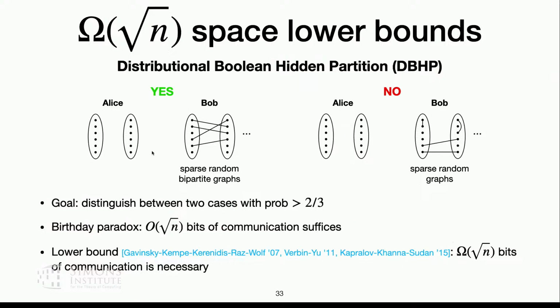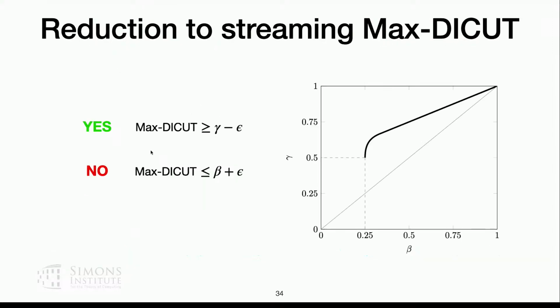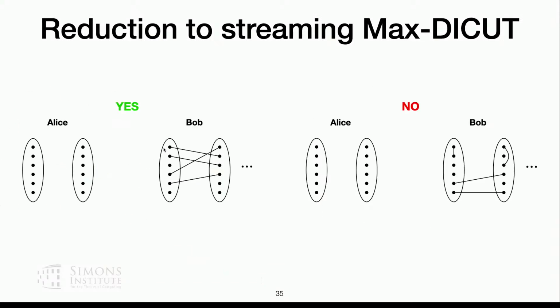So now what we'll do is use this communication problem and reduce it to the Max-DICUT problem for this entire range of gamma and beta that we saw in the approximability curve before. Precisely this. So we show that for this entire range, in the yes case, we reduce the instance that Alice and Bob get to some instance with Max-DICUT value at least gamma, and in the no case, it's reduced to an instance with Max-DICUT value at most beta.